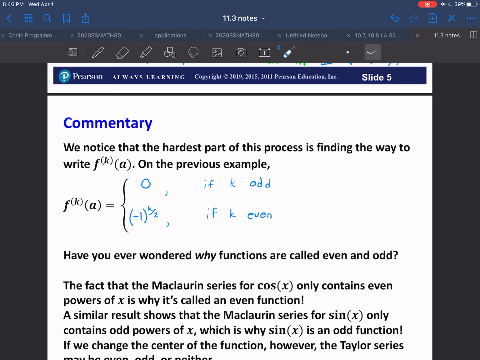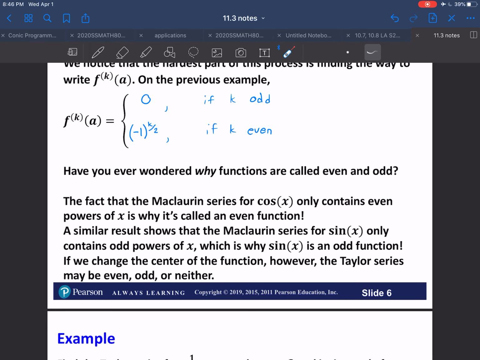And so, in general, in this particular case, we know that cosine is an even function, and you'll notice that cosine only contains even powers of x in its Maclaurin series, so that's why it's called an even function. And then the Maclaurin series for sine of x, if we were to actually compute that out, only contains odd powers of x, which is why sine of x is an odd function.